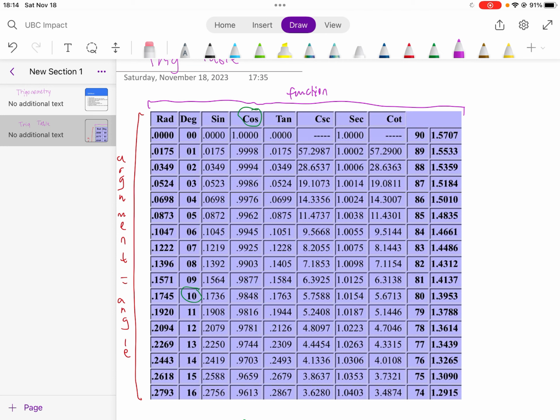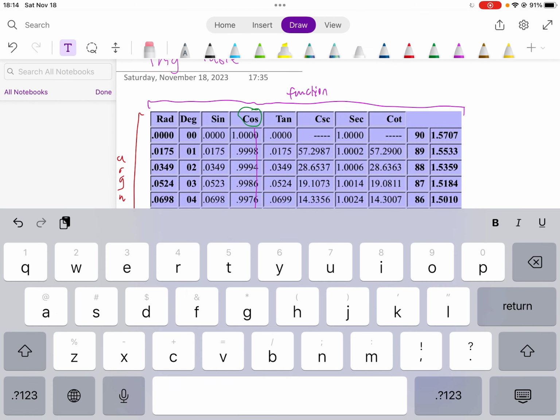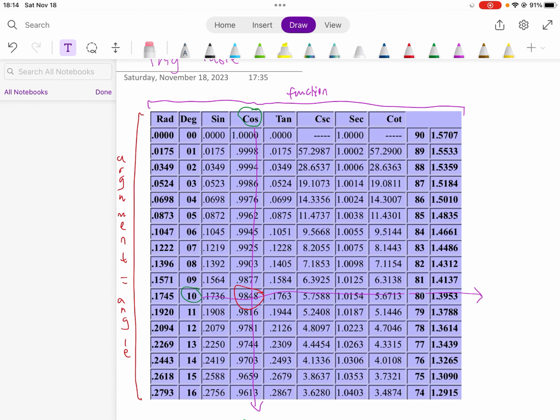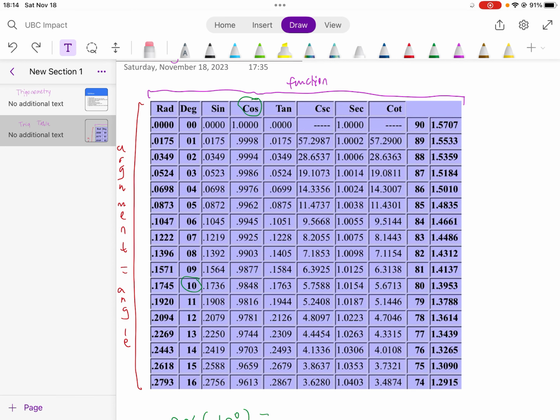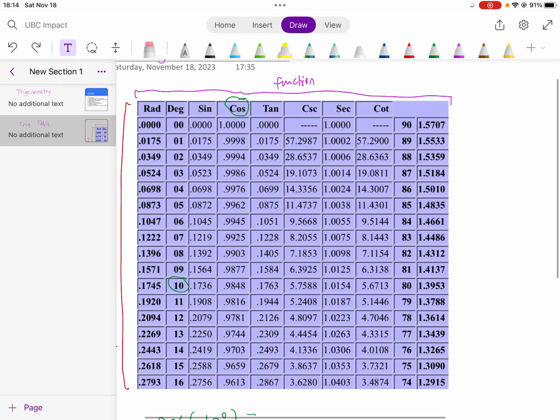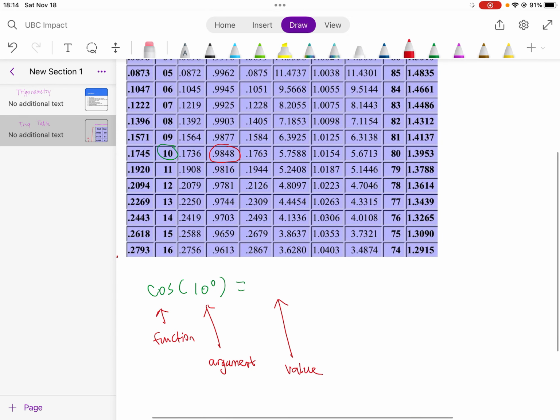And then we connect these points. Cosine goes down, 10 degrees goes down. The intersection is this value. So it's this value. Hopefully you can see where this value comes from. And so we can put this in. Cosine of 10 degrees is equal to 0.9848.